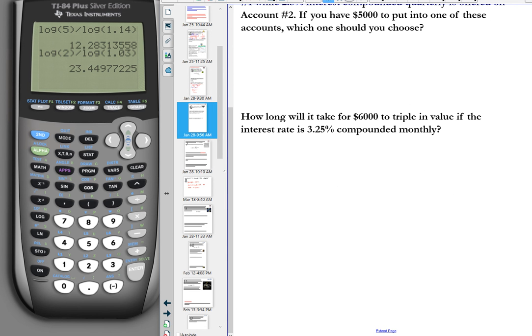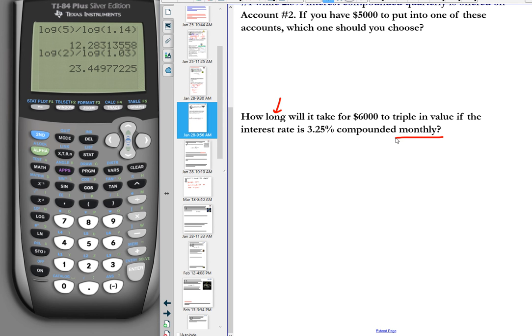How long would it take for $6,000 to triple in value? Okay, we're looking for how long. We're looking for a time. To triple in value if the interest rate is 3.25% compounded monthly. What's the number that goes with monthly? 12.